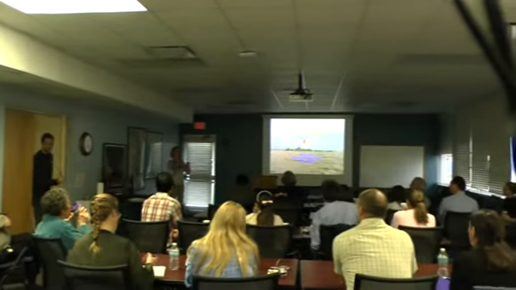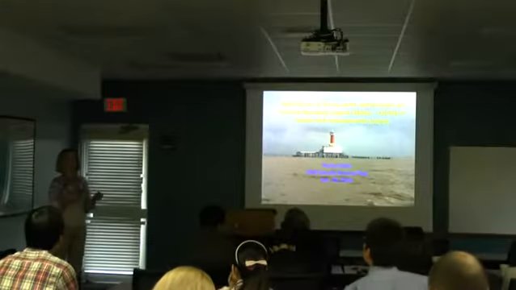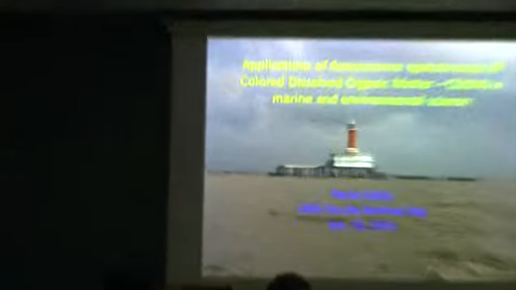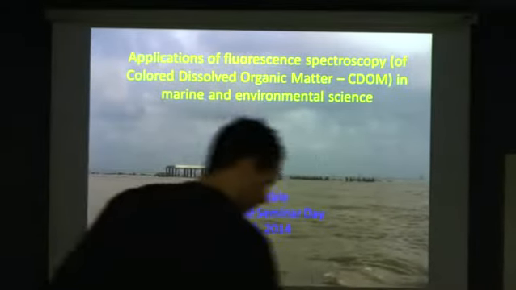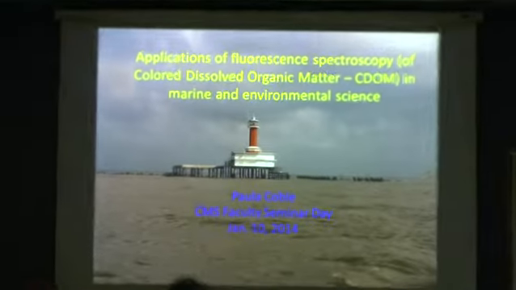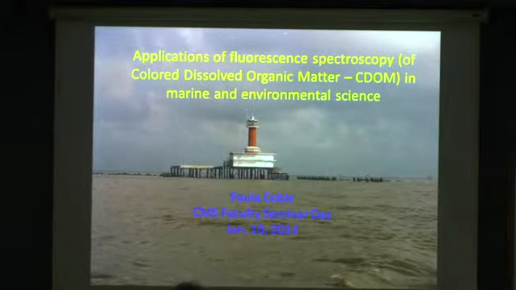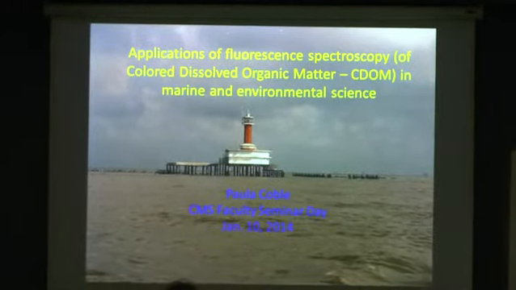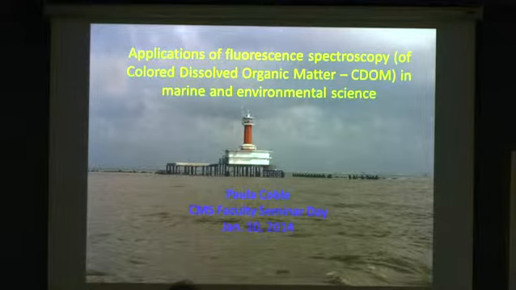Things that Kristen referred to and Ernst referred to a little bit. This substance called colored dissolved organic matter. I'm going to talk to you about that and cover a few of the applications of studying this material in different environments. And mostly we use fluorescence spectroscopy to do it because it's really, really sensitive.